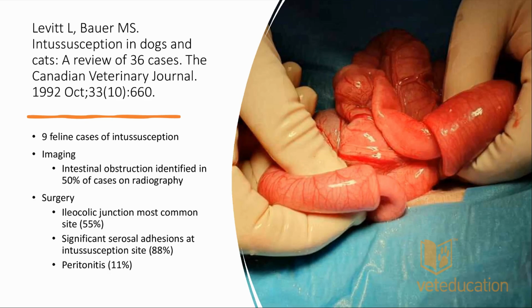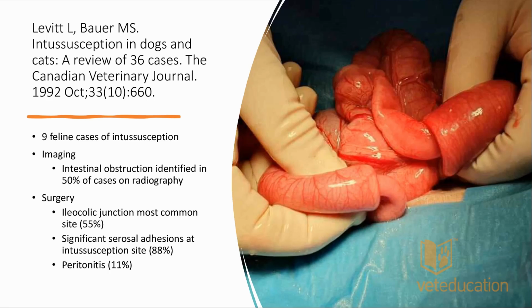Imaging: intestinal obstruction was identified in 50% of cases on radiography. So that's kind of disappointing. We like to think that we might pick up an intestinal obstruction, but it was only present in 50% of these cases. When it came to surgery, and all of these cases progressed to surgery, the ileocolic junction was the most common site. We expect that in dogs as well.